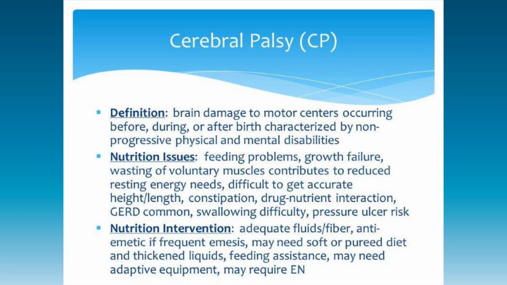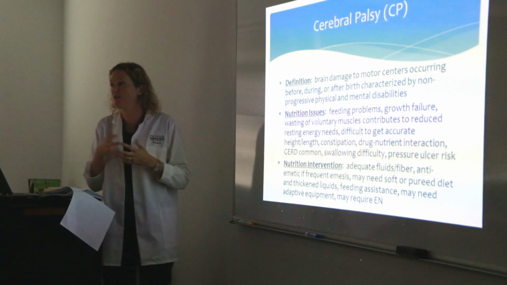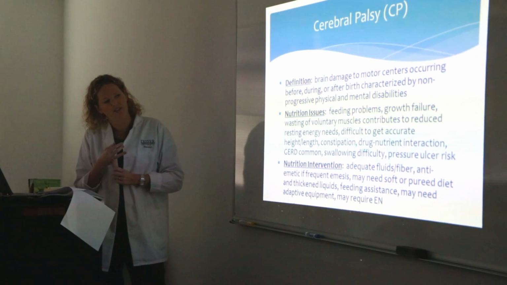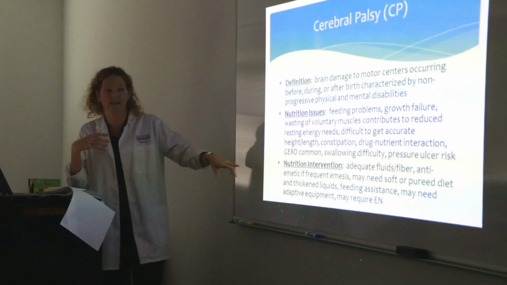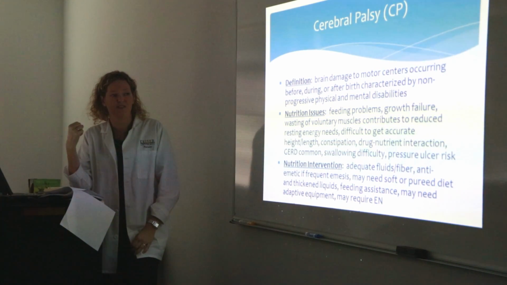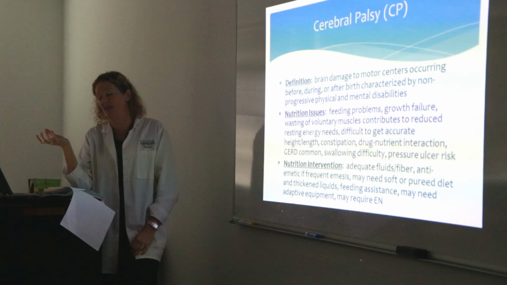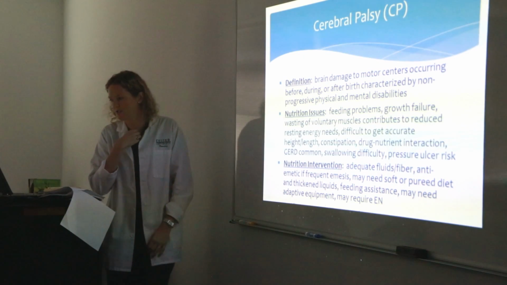Constipation because of that lack of mobility, drug-nutrient interactions. Reflux is common with these patients. Swallowing difficulties, and then they're at risk for pressure ulcers as well if they're non-ambulatory. Nutrition interventions, getting enough fluid and fiber again. If they've got a lot of emesis or reflux, they might need an antiemetic. They might need a softer or pureed diet, thickened liquids if they've got swallowing issues, assistance with feeding, adaptive equipment, and sometimes in severe cases they can't eat by mouth at all, and they need a feeding tube to meet their nutrition needs, so they might require enteral nutrition.